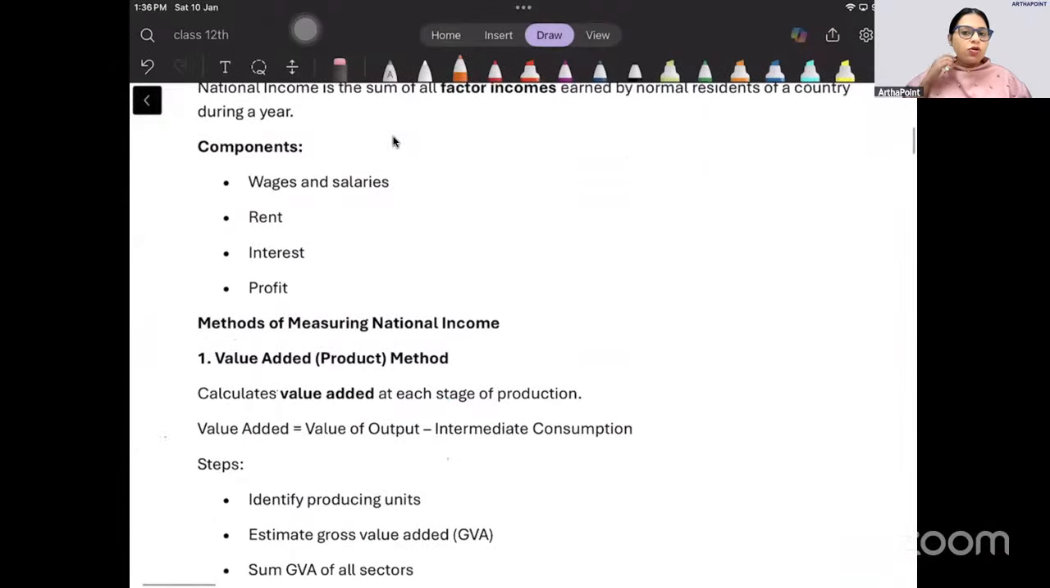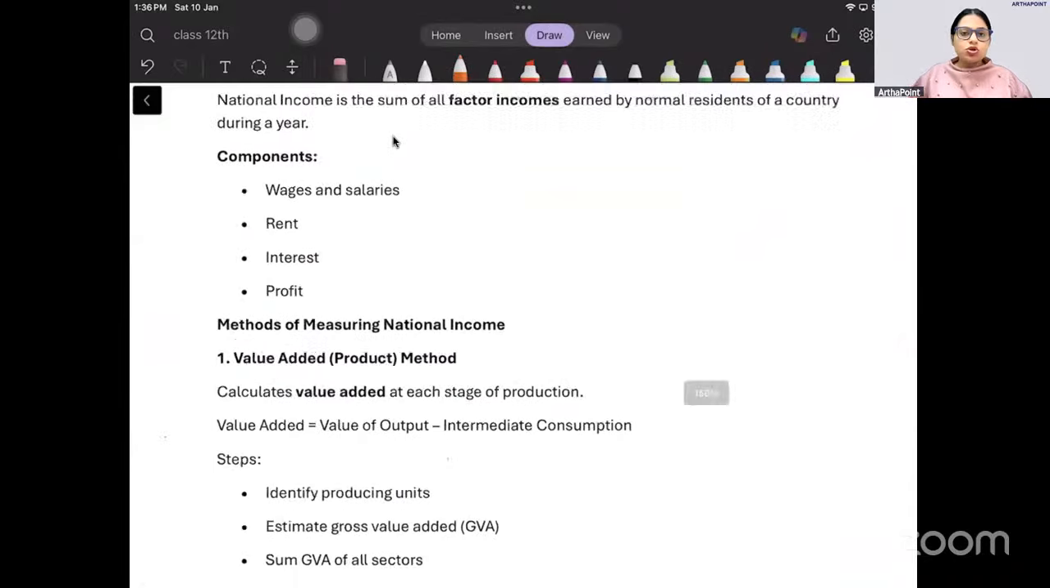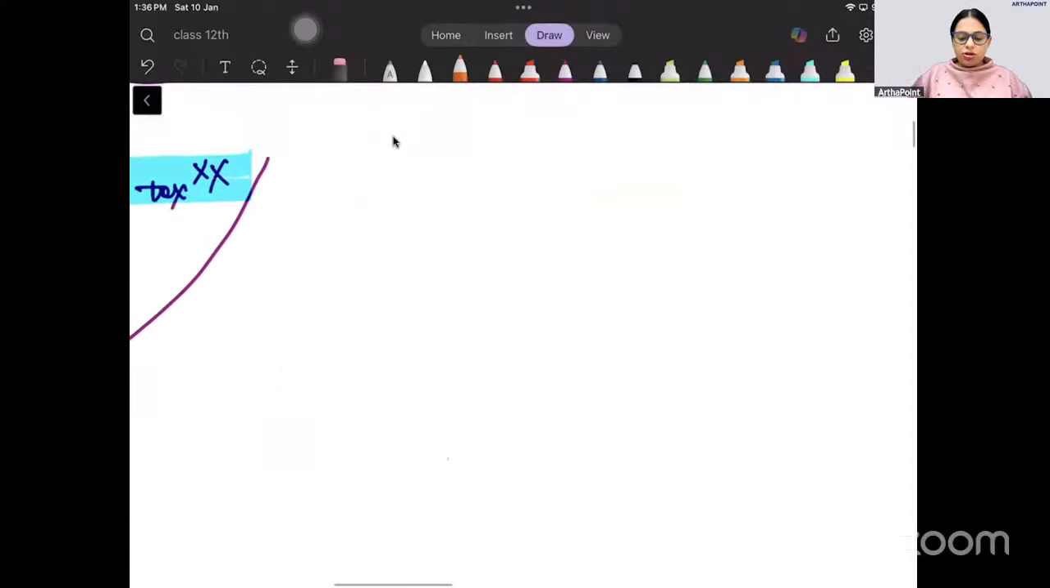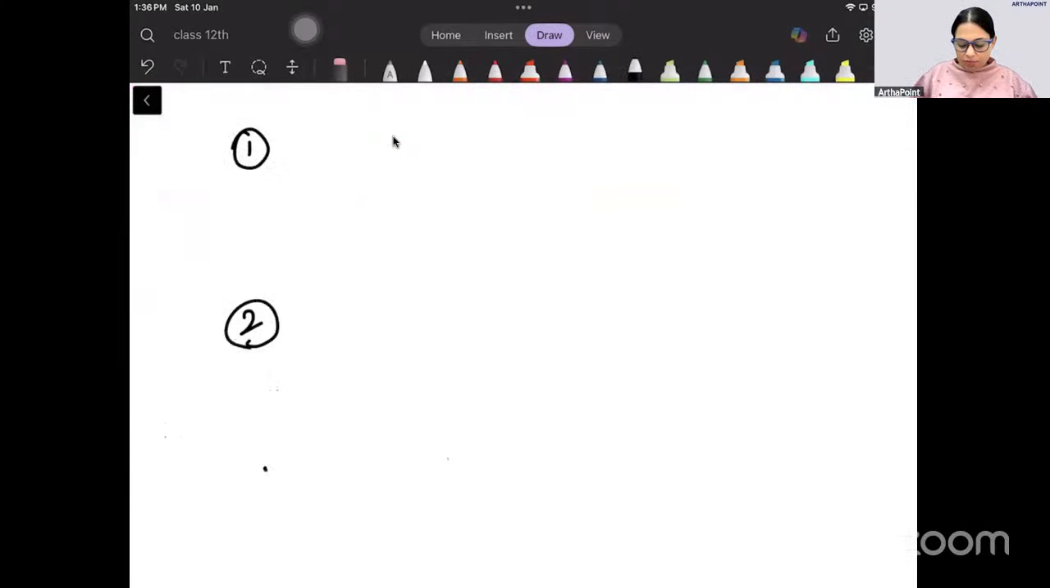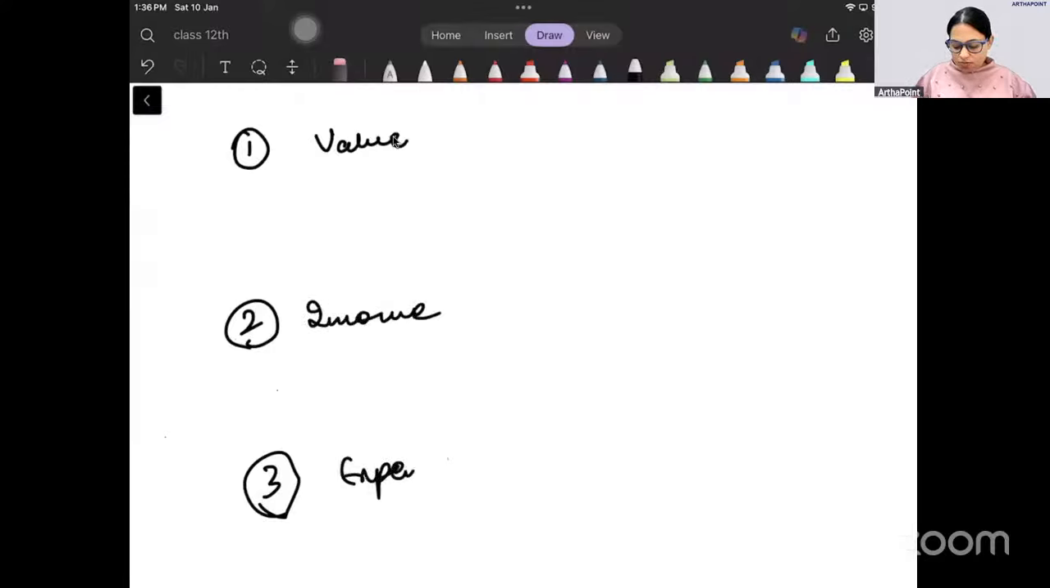And now we talk about the different methods of calculating national income. There are three methods. The first method is called the value added method. The second method is called the income method. The third method is the expenditure method.